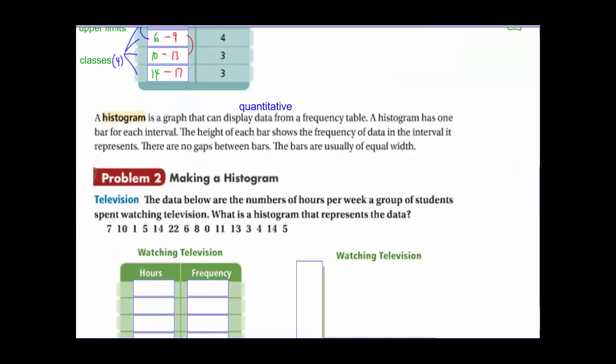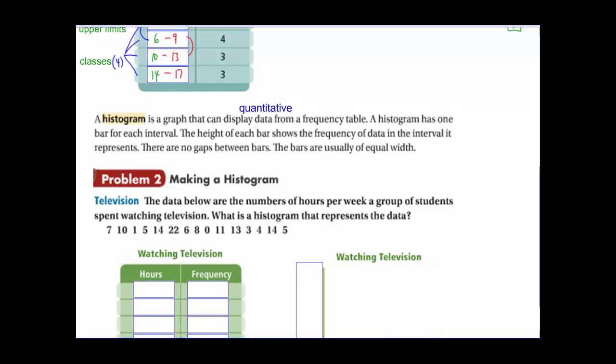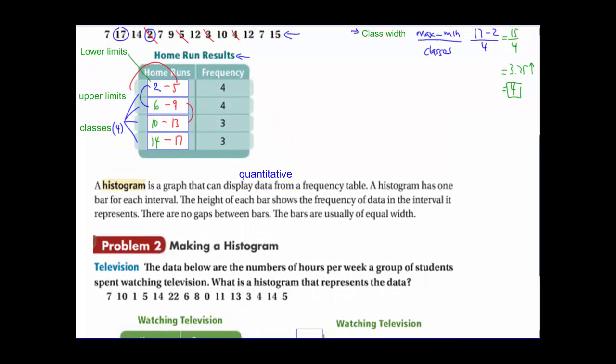Once we have created this frequency table, now we can display this in what's called a histogram, which is a graph of quantitative data or counting data from a frequency table. A histogram has 1 bar for each interval. So in this case, for the home runs, we have 4 intervals or 4 classes, so we should see 4 bars. The height of each bar is shown by the frequency. There are no gaps between the bars, so they touch, and the bars are usually of equal width.